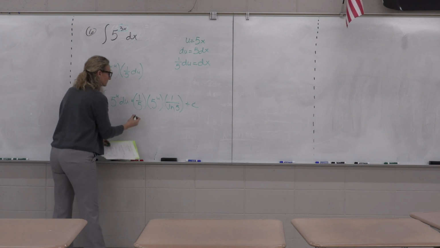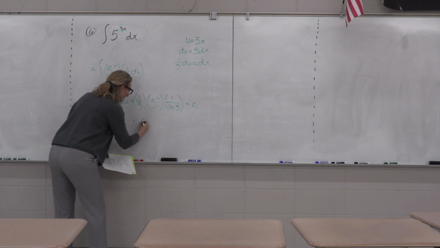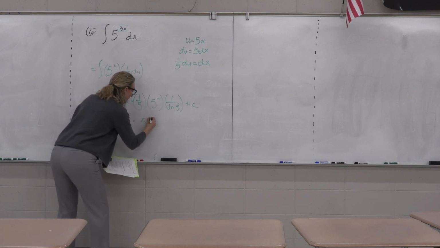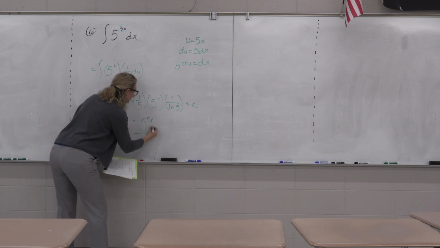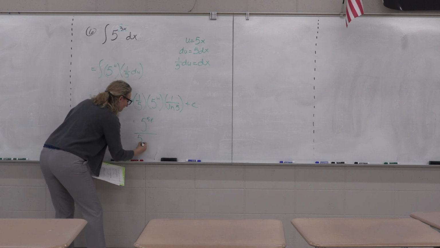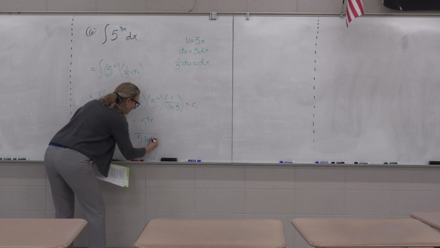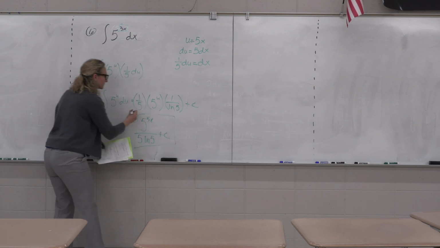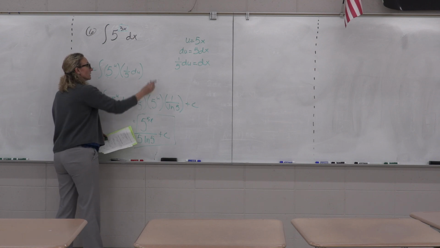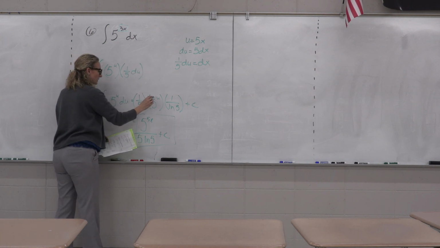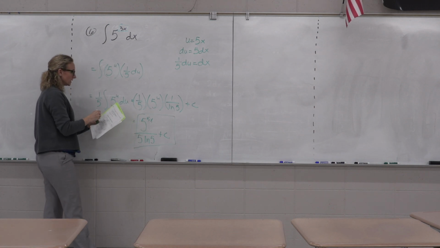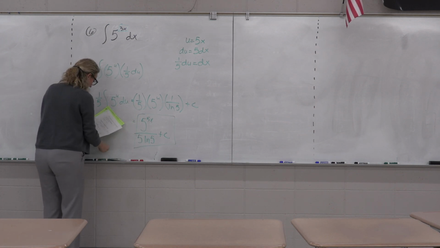Okay, let's clean that up. Well, 5 to the u is on top, so it's going to be 5 to the u, but u is 5x, divided by what's on the bottom, 5 times the natural log of 5 plus c. Lots of 5s. 5 to the 5x over 5 natural log of 5 plus c. Okay, awesome.